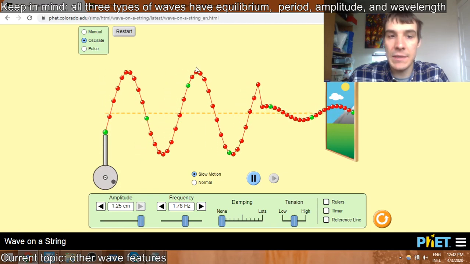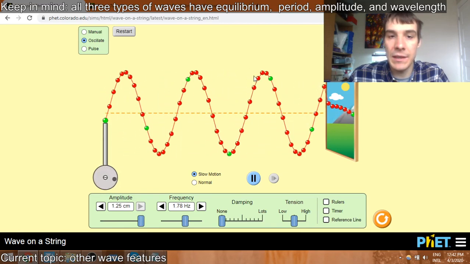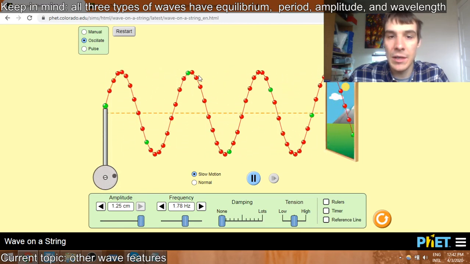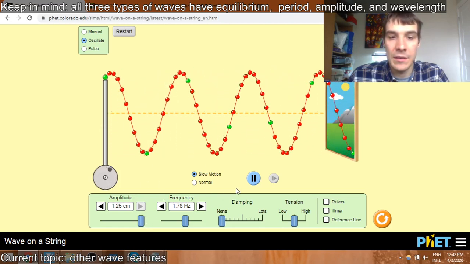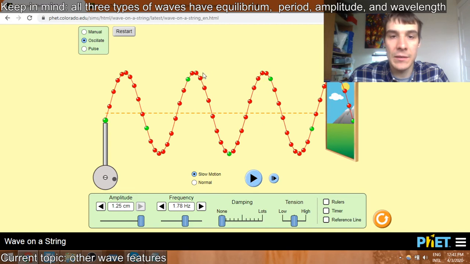And you get the same distance between a wave. Here's one wavelength there. We have one, two, about three waves that fit in one. All right, if I pause there, one, two, three waves-ish that fit.